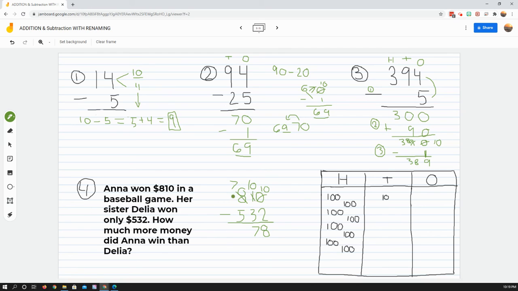And then 7 minus 5, I have 7. I take away 5, I'm going to be left with 2. So it's going to be 278. 278. That's going to be the answer.